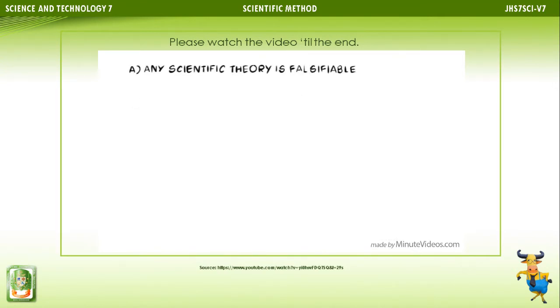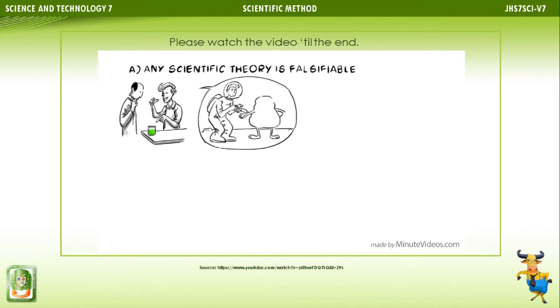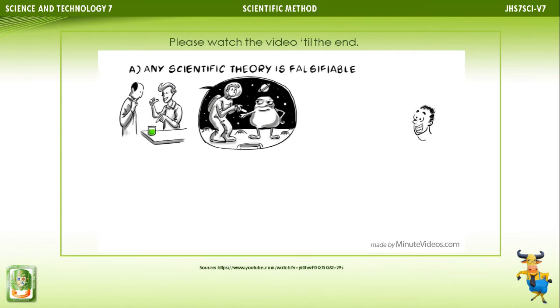A. Any scientific theory is falsifiable. Real scientists know that there is no such thing as a scientific proof. In other words, you can never prove your theory to be 100% right. All you can do is find a lot of supporting evidence that it could be correct. Here is one example. Say that someone says, hamsters can fly.